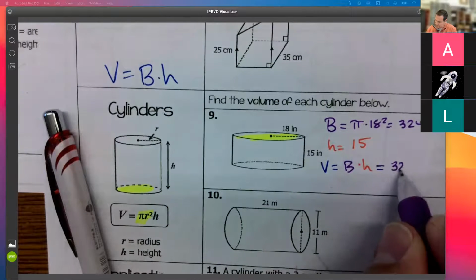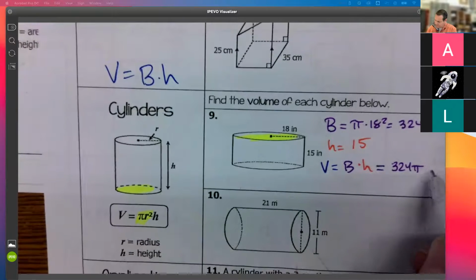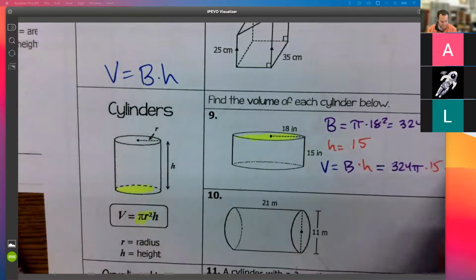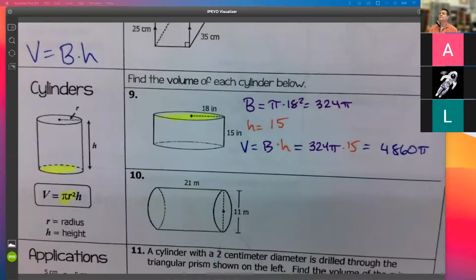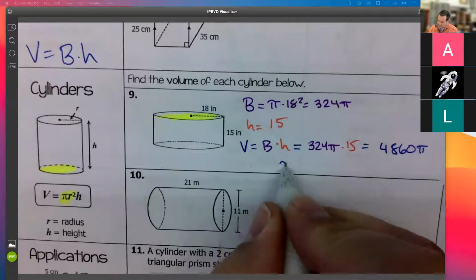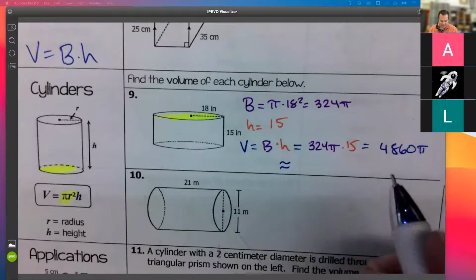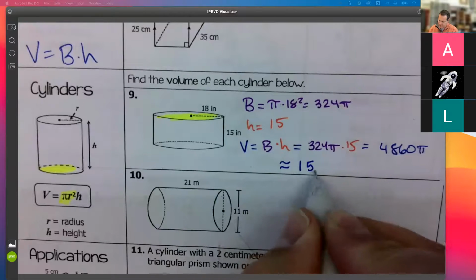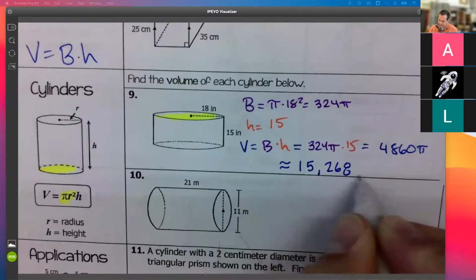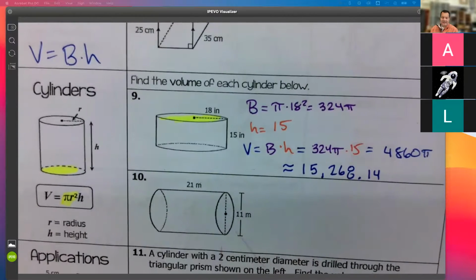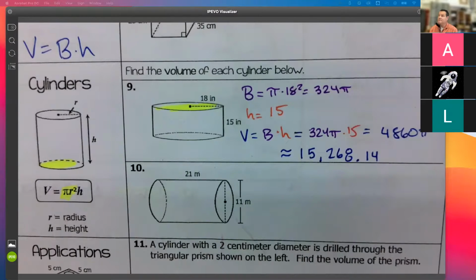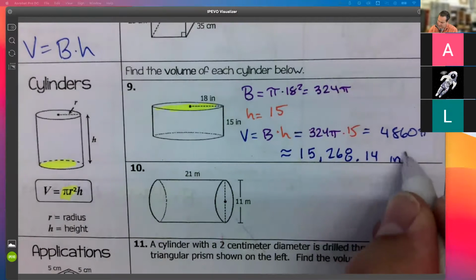So this is going to be 324 pi times 15, which gets us 4860 pi. But let's get a decimal approximation of that using the pi button on our calculator to ensure precision. 15,268.14. Good, inches cubed.